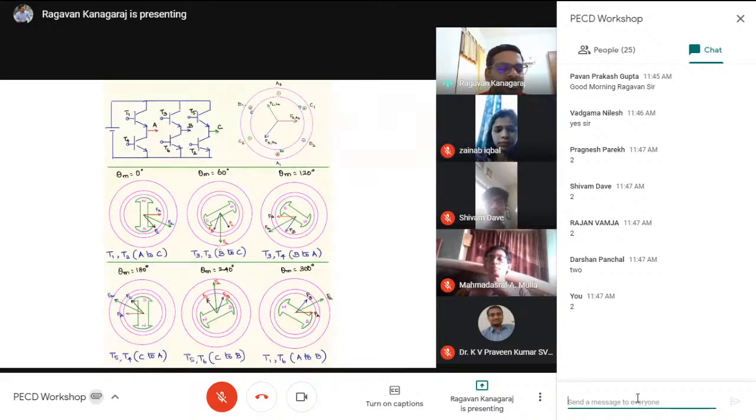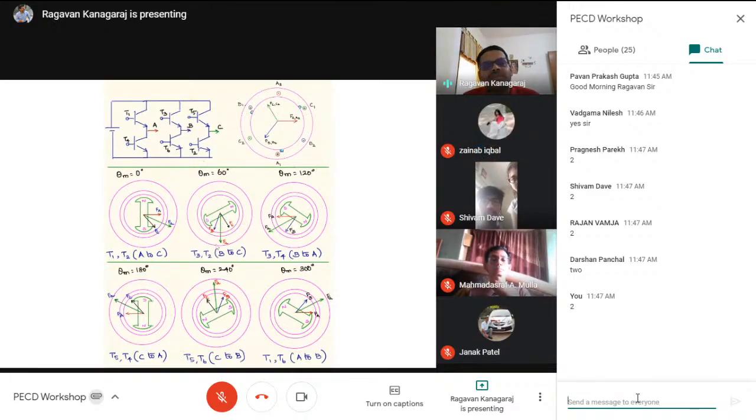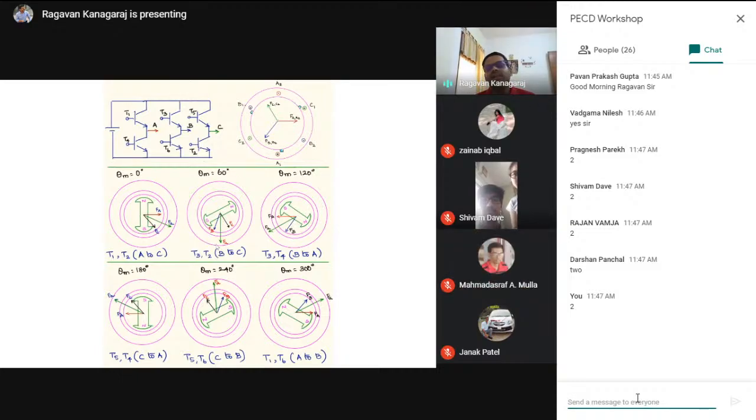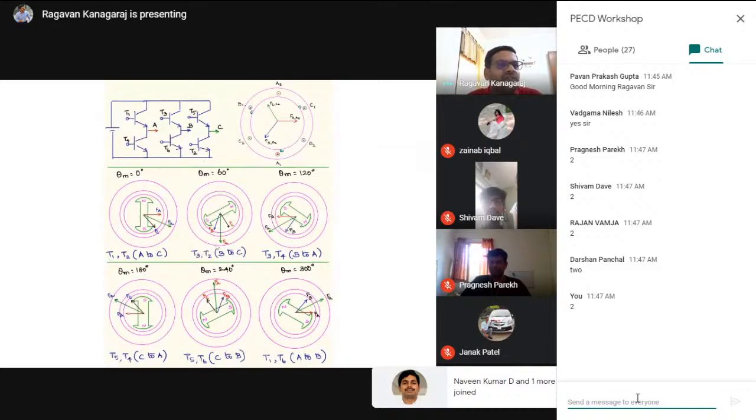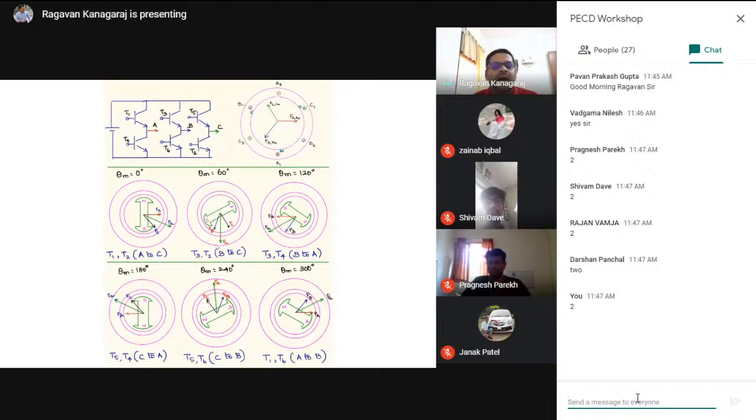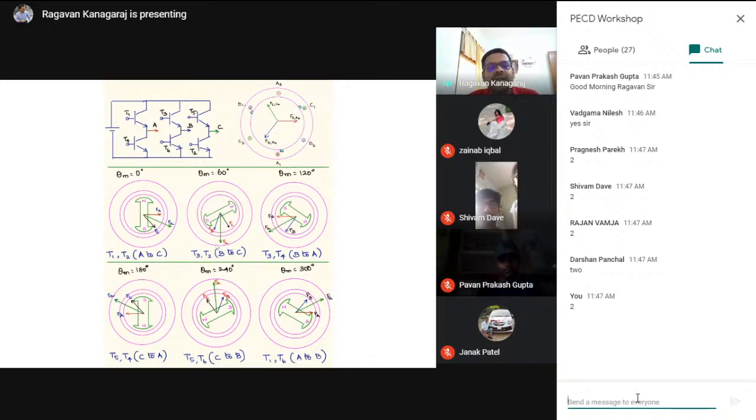Now we are aiming for the angle between the field MMF and armature MMF to be 90 degrees. Since the field MMF is continuously rotating and the armature MMF is stationary for a time period of T by 6, the armature MMF is pointing in space for a time of the electrical time period divided by 6. Therefore it is not possible to get this angle between field MMF and armature MMF as a constant 90 degrees. So we will have to go for something in between.